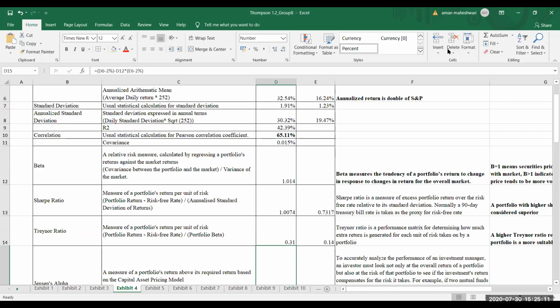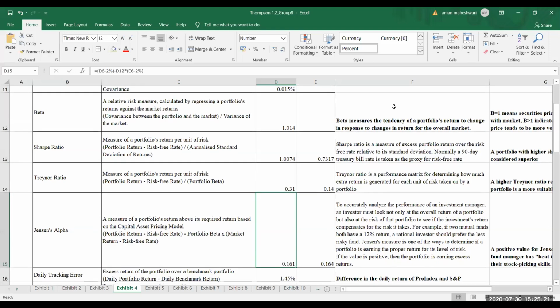So it is very profitable to invest with us. And you can see that we have chosen good securities in which the risk is less and the returns are more. And our Treynor ratio is better than the benchmark, which means that the extra return over the risk-free return in comparison to market risk is also higher in our index as compared to the benchmark index.